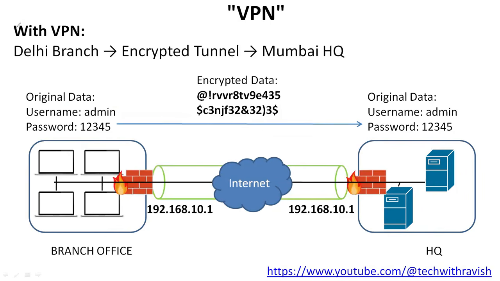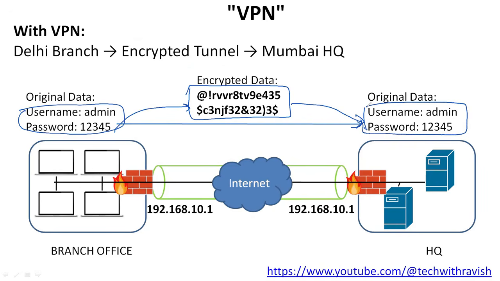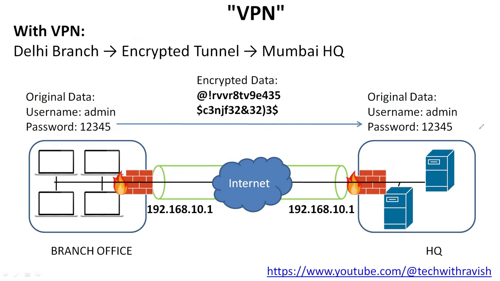So when the VPN is there, encryption will be possible. What does the VPN do? VPN provides an encrypted tunnel. This was my original data, right? When the data is forwarded to the public network, it will be completely encrypted. No one can read this data. And when the data reaches the destination, it will be converted to its original format as it was forwarded. This is called the encryption method with VPN.